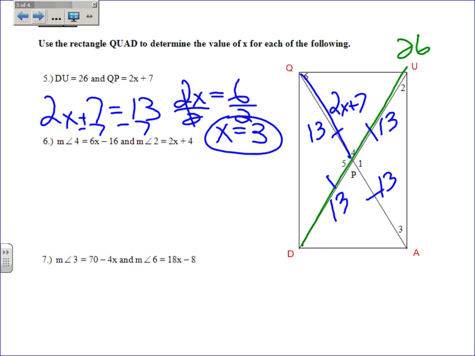So that one wasn't too bad, right? I gave you the entire diagonal to see if perhaps that would confuse you. Okay. Any questions on that? All right.